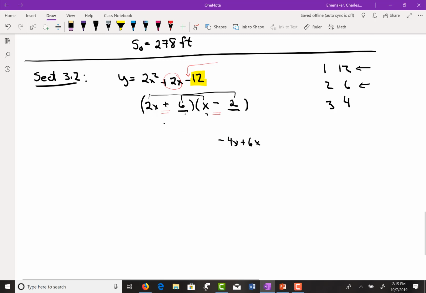Now, the thing to remember here is we are looking for roots. Roots means it hits the x-axis. If it's on the x-axis, what's the y value? 0. If we're looking for roots, that means this is equal to 0. Does that make sense to everybody? We're getting close. Good. We've only got 3 minutes. Better get close. That means this 2x plus 6 equals 0, or the x minus 2 equals 0.